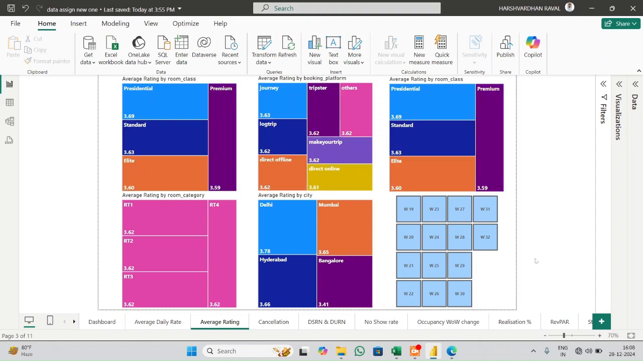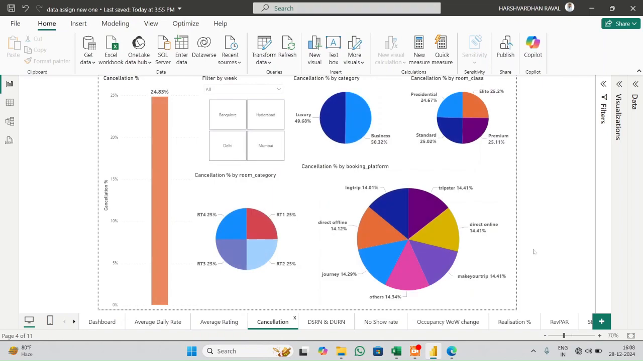So if the manager or the customer who is using this Power BI file wants to check week on week changes by himself, by thinking about one week in particular, he can check in this. Then cancellation. Cancellation is a major aspect in the hospitality industry. Imagine we have booked a room through OYO. Maybe we cancel the booking at the last minute. It will hamper the operations of the hotel.